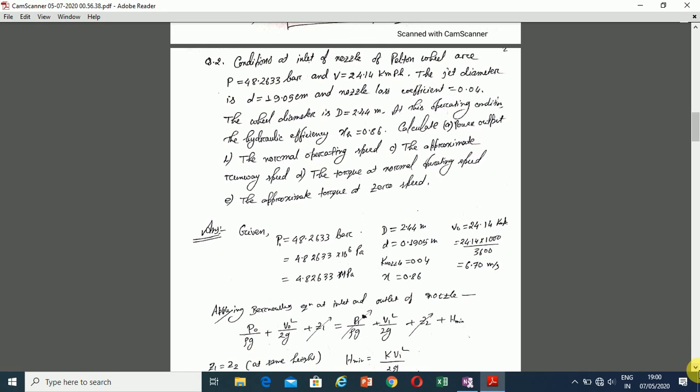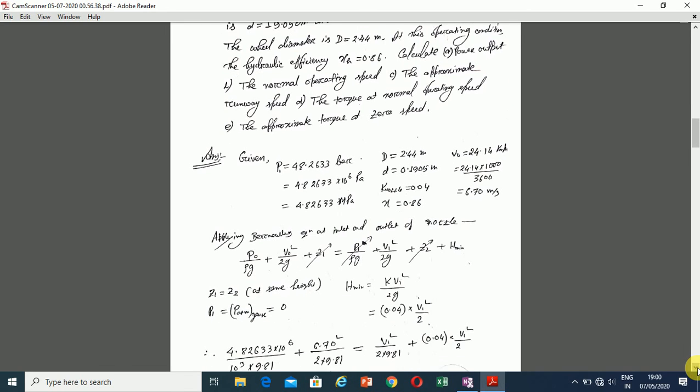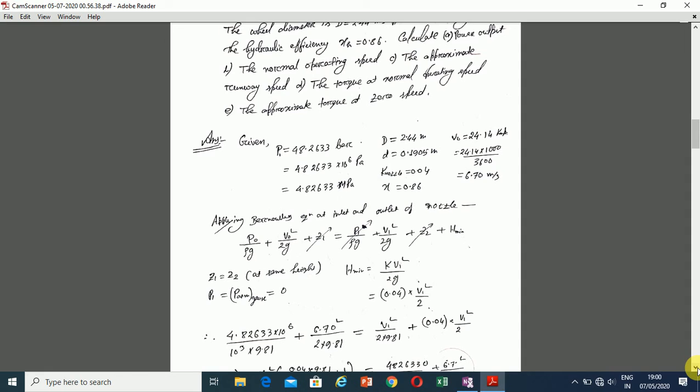We have the given data, that is pressure at inlet 48.2633 bar, that is 4.82633 megapascal. D is given 2.44 meter, small d is 0.1905 meter, nozzle coefficient, that is 0.04, efficiency is given 0.86 and velocity at inlet is 24.14 km per hour, that is 6.70 meter per second.